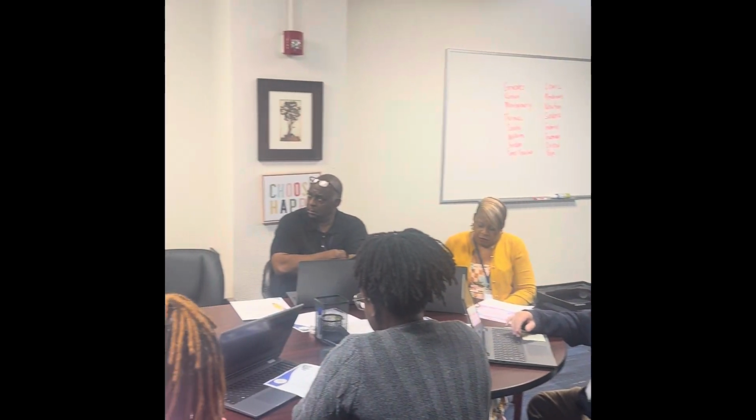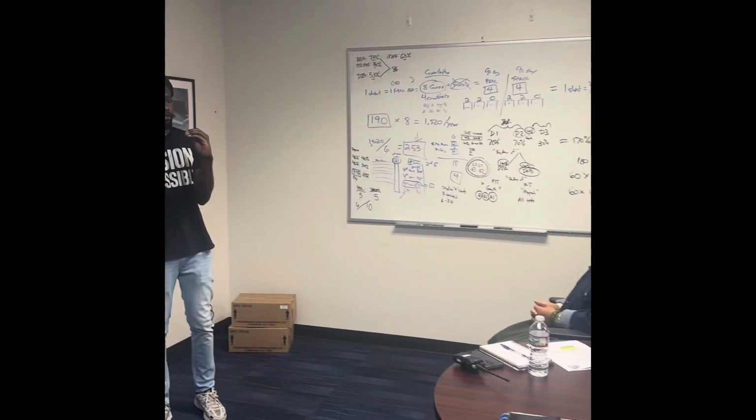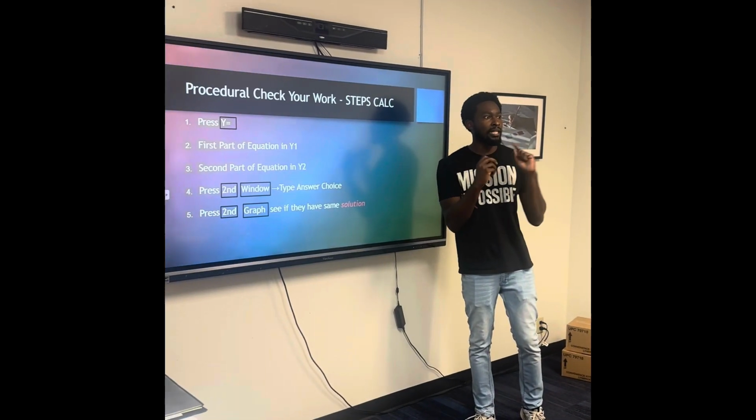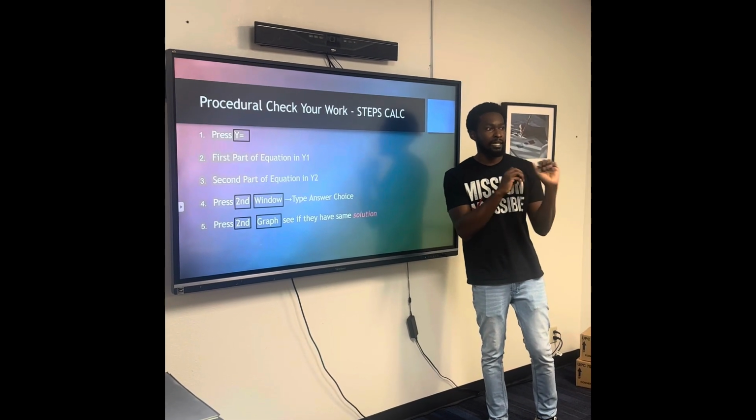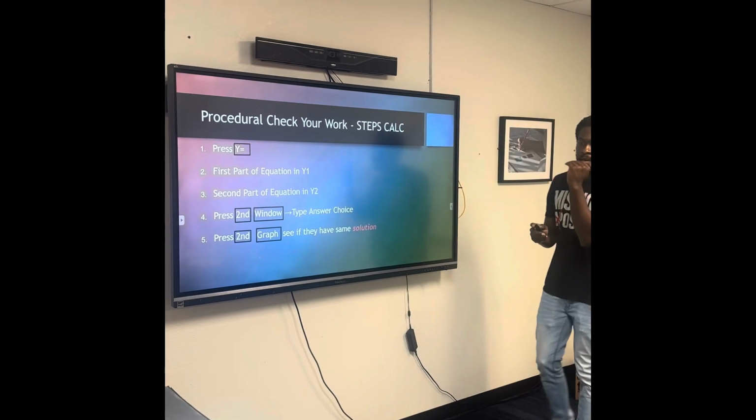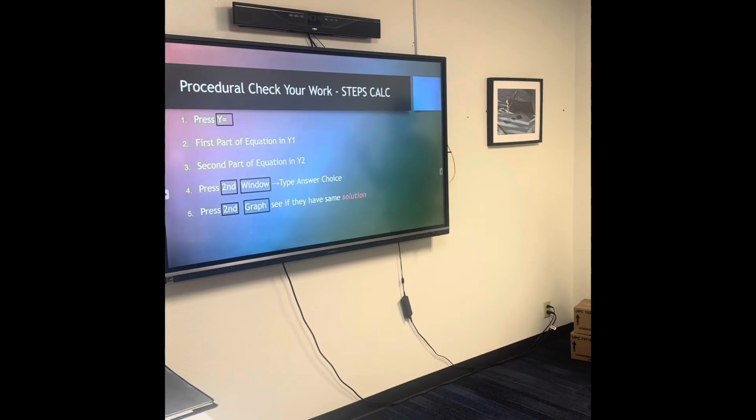Because you want the table to now start on that x value to see if both y1 and y2 are equal. If they are equal, that's your solution. If they're not equal, that's not your solution. So it's baby steps. I'm giving them foundation of calculator skills.